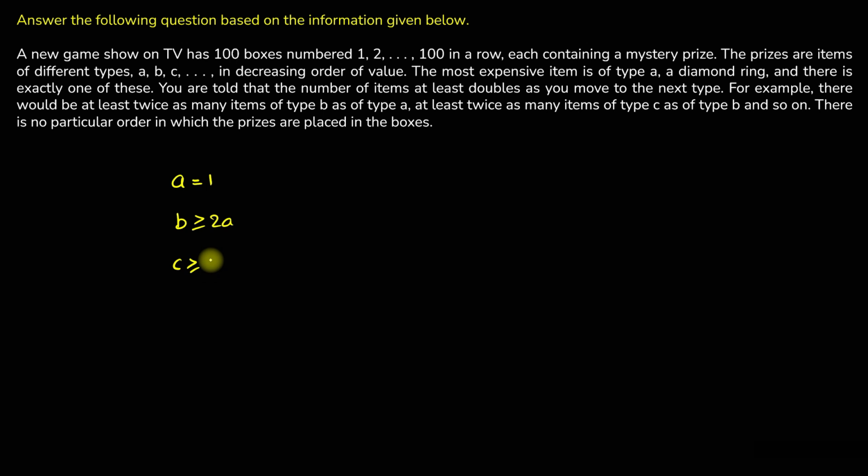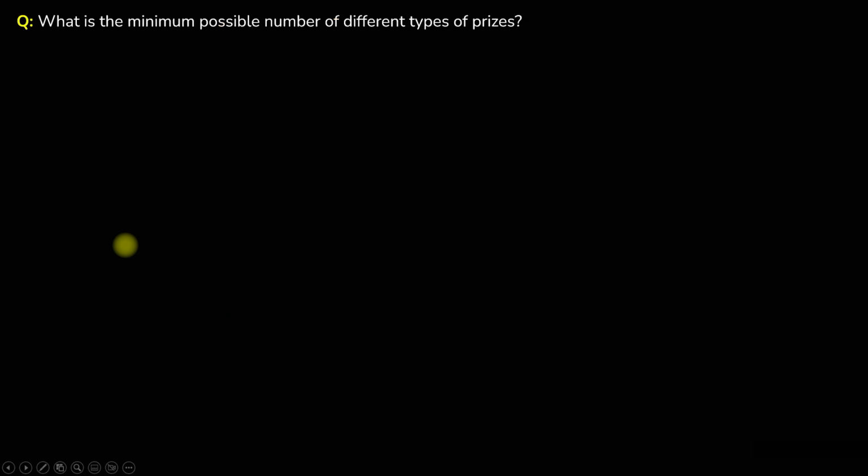C will again be at least twice of B, equal to twice of B or more than twice of B. D will be greater than or equal to twice of C and so on, right? And the sum of all these types should be 100. The total number of boxes that we have is 100. Each box has exactly one item. So the total number of items of all types together is 100. Let's look at the questions now.